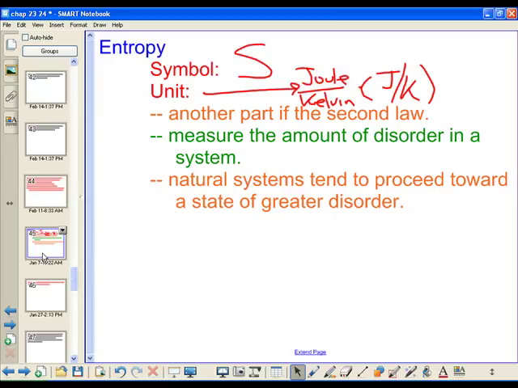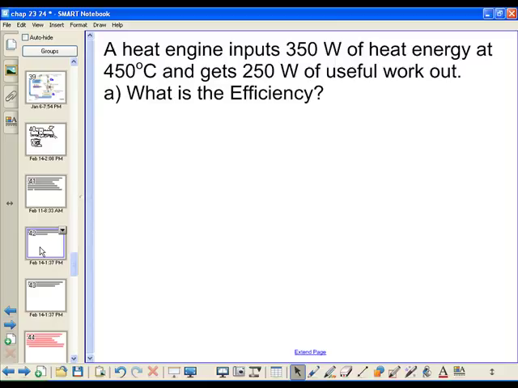All right. Now, let's look at a couple of problems. We're going to do this problem twice, but we're going to look for two different things here. Also, keep in mind that all temperatures are in Kelvin. All temperatures have to be in Kelvin, so if you have to deal with the temperature.